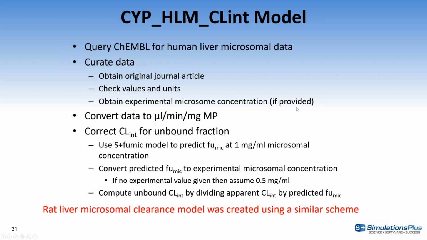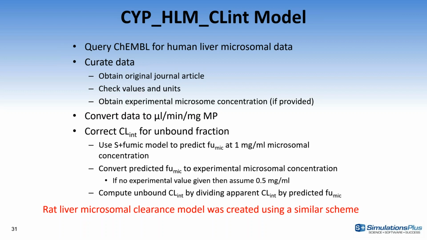Then we converted all the data to milliliters or microliter per minute per milligram of microsomal protein, and we corrected for unbound fraction. So when you perform a liver microsomal experiment and measure the clearance, a portion of the molecule might bind to the microsomes and therefore not be available to the enzymes to be metabolized. And since these liver microsomes are kind of an artificial construct, you're not really getting the true metabolism or clearance of that compound. And so you have to correct for the percent unbound to the microsomes.